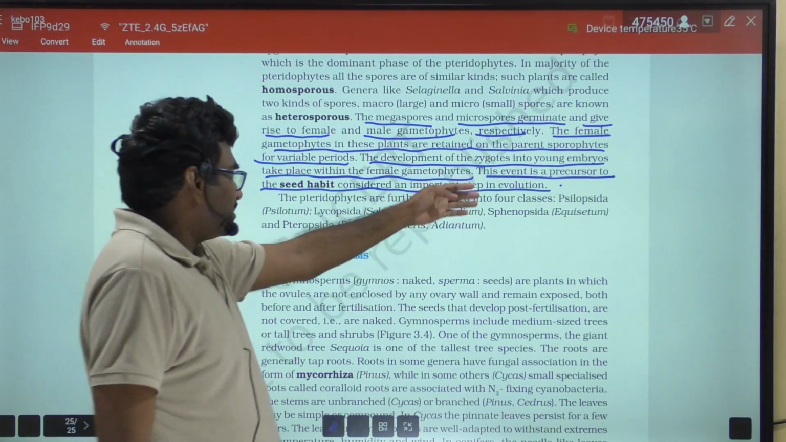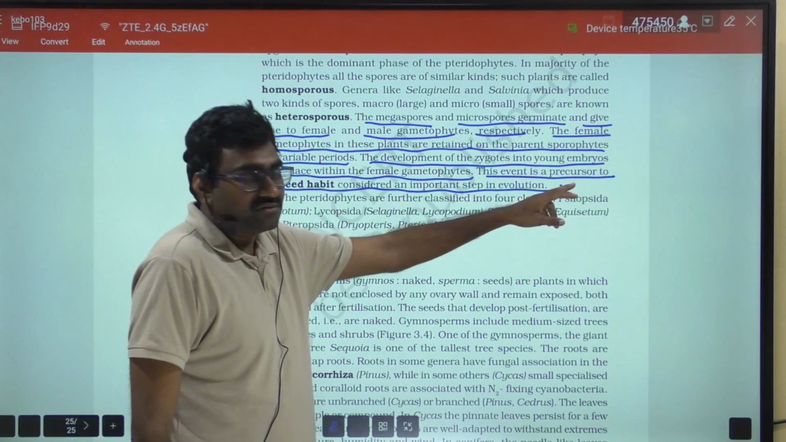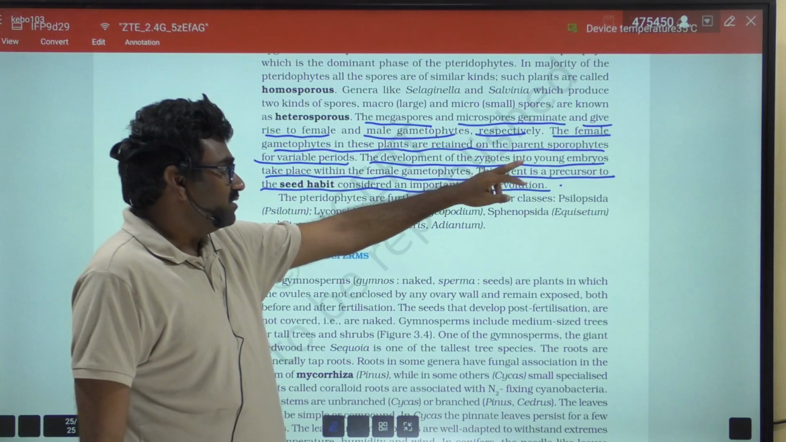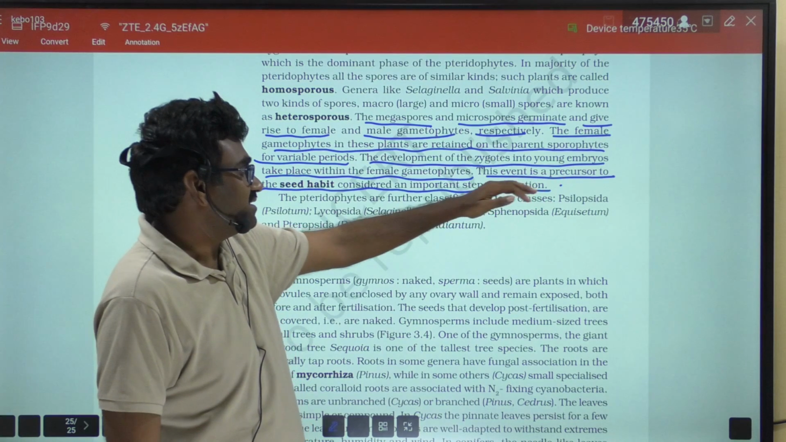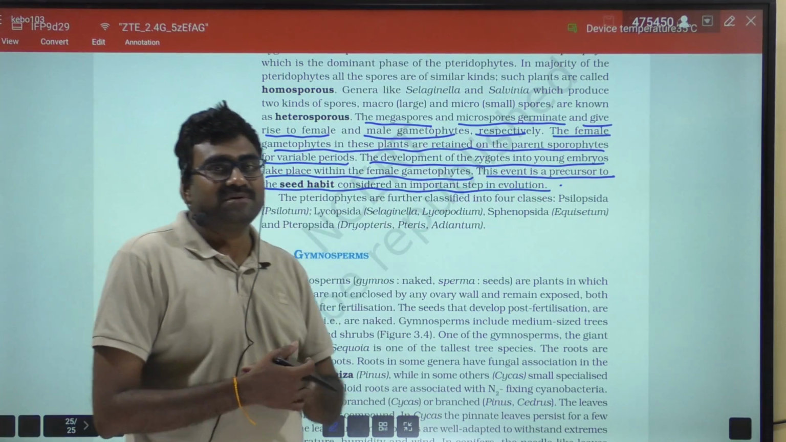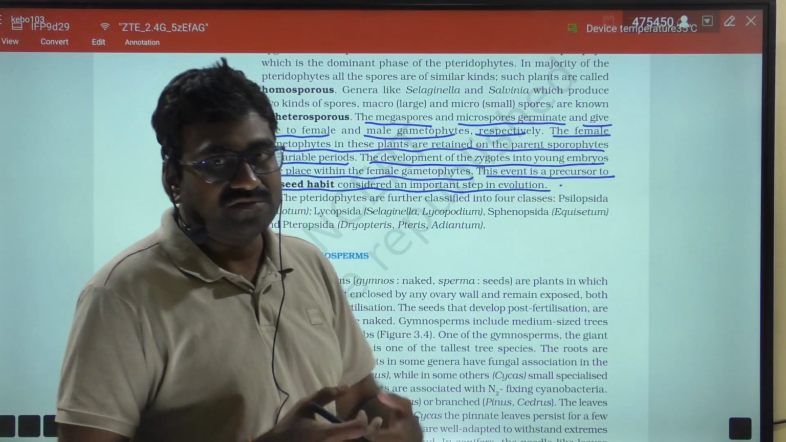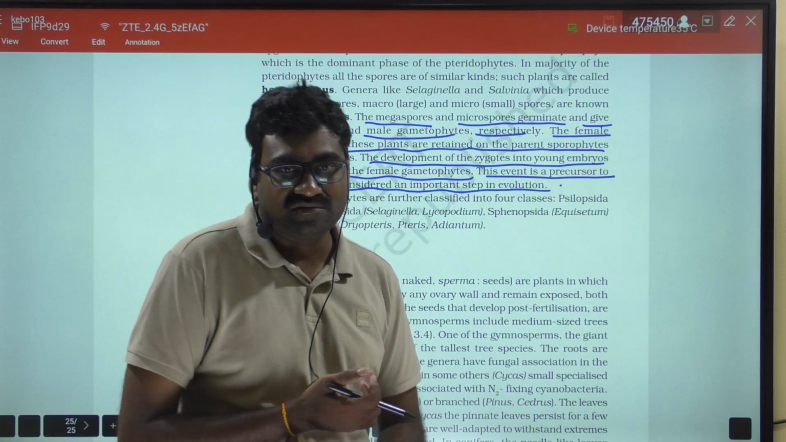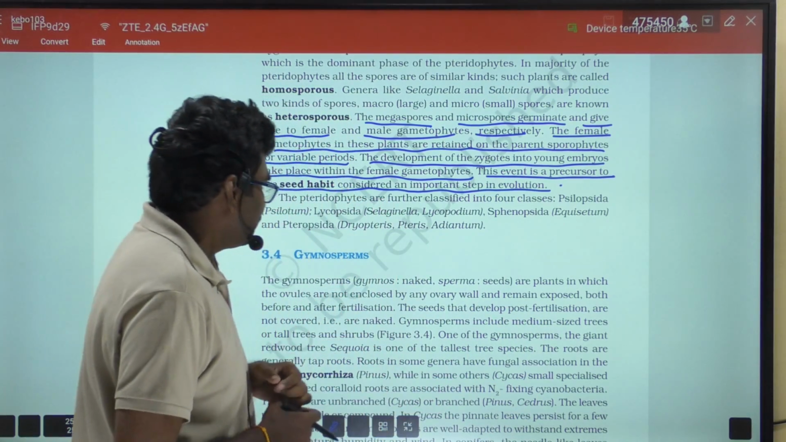So which step is a precursor to the seed habit? The development of zygote into embryos. The development of the zygote into young embryos takes place within the female gametophyte. This step is considered a precursor to the seed habit. The seed habit is found in the gymnosperms after pteridophytes, and angiosperms also show the seed habit. The seeds are absent in pteridophytes.